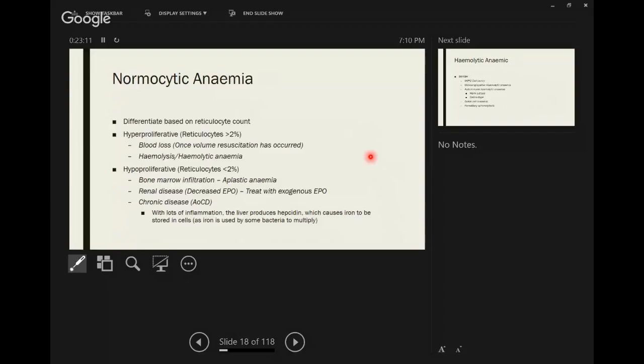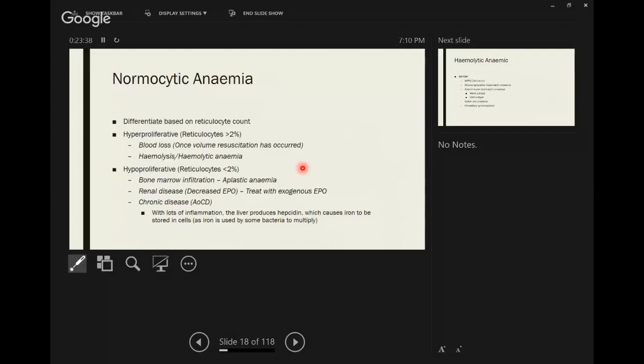Going back to the blood loss, well, initially it won't be either, but once you start to hemodilute, give it a few hours, then it becomes hyperproliferative. Hemolysis or hemolytic anemia, unless there's an underlying bone marrow disorder, will also be hyperproliferative. Hypoproliferative normocytic anemias are aplastic anemia, renal disease, and chronic disease, so anemia of chronic disease.